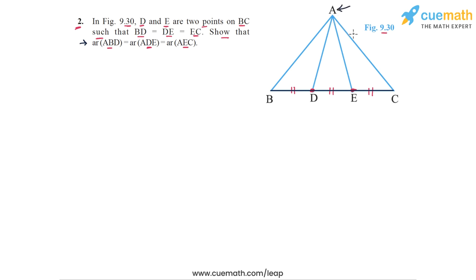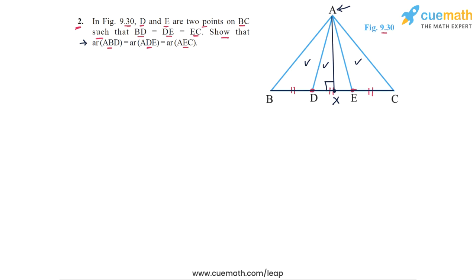Their opposite vertex is the same point A, which means that all three triangles will have equal altitudes drawn from A. So if I drop a perpendicular from A onto BC, and let's call this point X, AX is the altitude for ABD, ADE as well as AEC. So we can write the areas of all the three triangles using AX as the altitude.